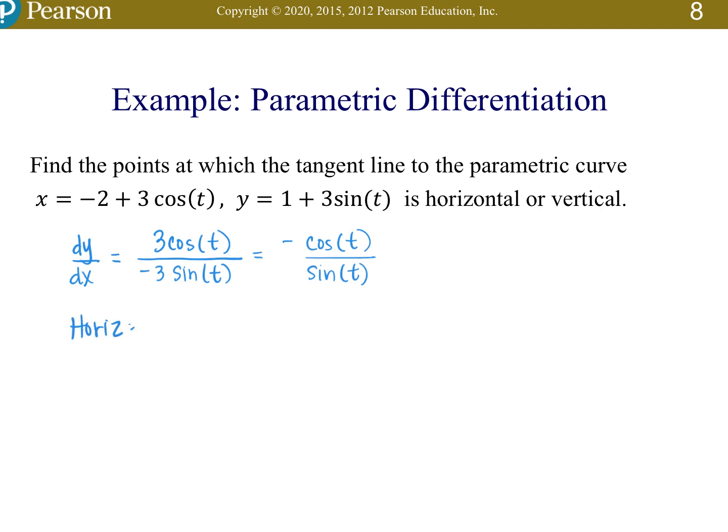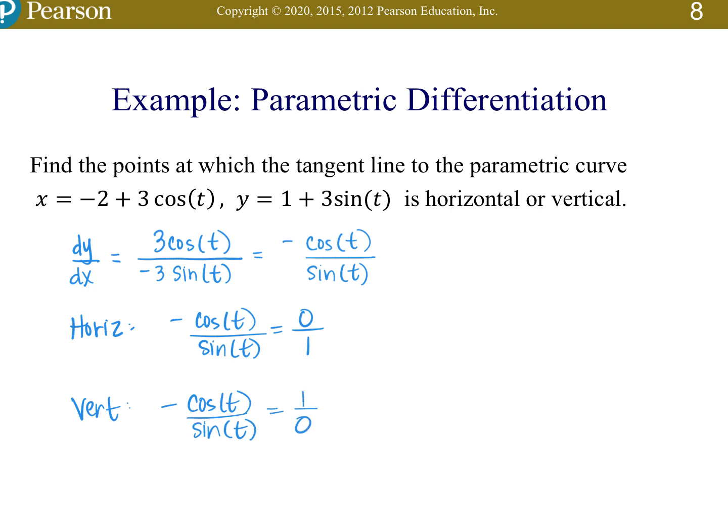positions or moments, we'll take negative cos t over sine of t, and we'll set it equal to 0 technically over 1. And to find our vertical time moments, we'll take our derivative, our slope, and we'll set it equal to 1 over 0. And then the math just becomes cross multiply to solve each of those. So for horizontal, once we cross multiply, we'll have that the negative cosine of t equals 0.